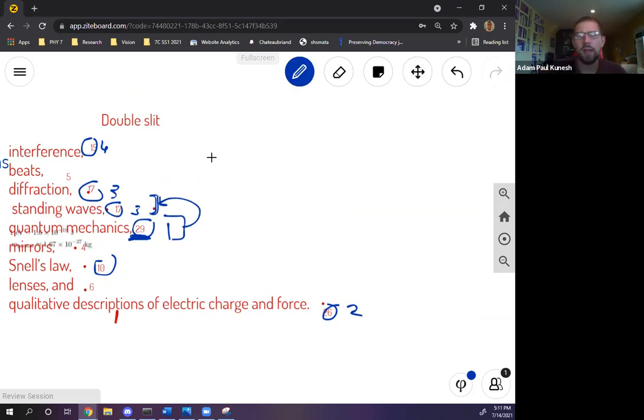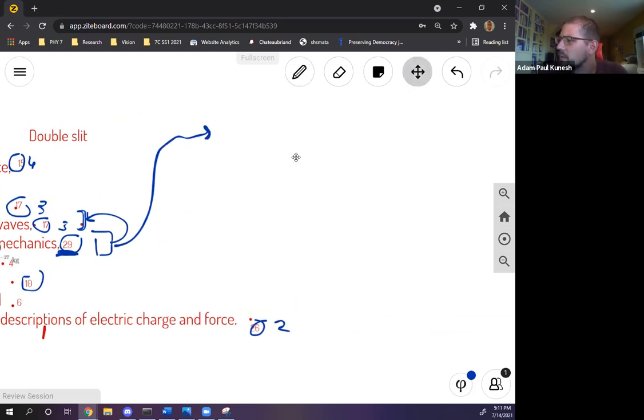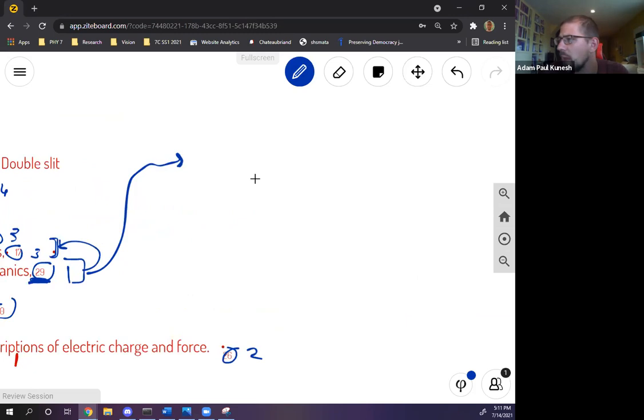So we'll start with quantum mechanics, and I'll backtrack a little bit to talk about standing waves. Quantum mechanics: we've got basically two main concepts that we want to emphasize. The first is there are quantized energy levels associated with standing waves.